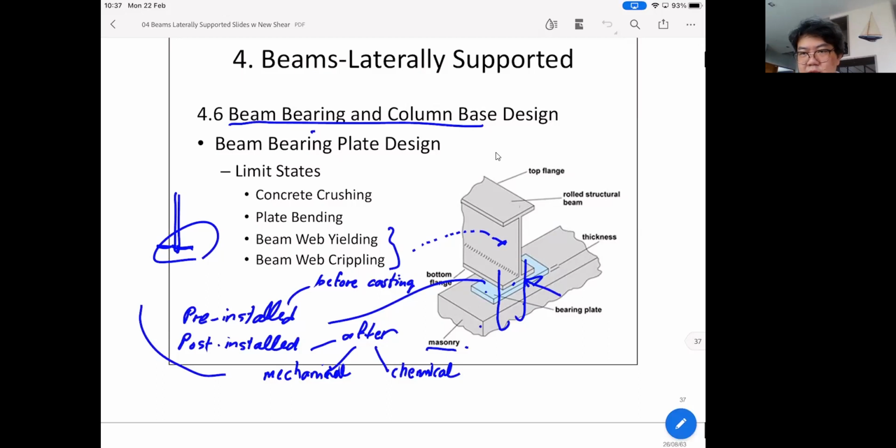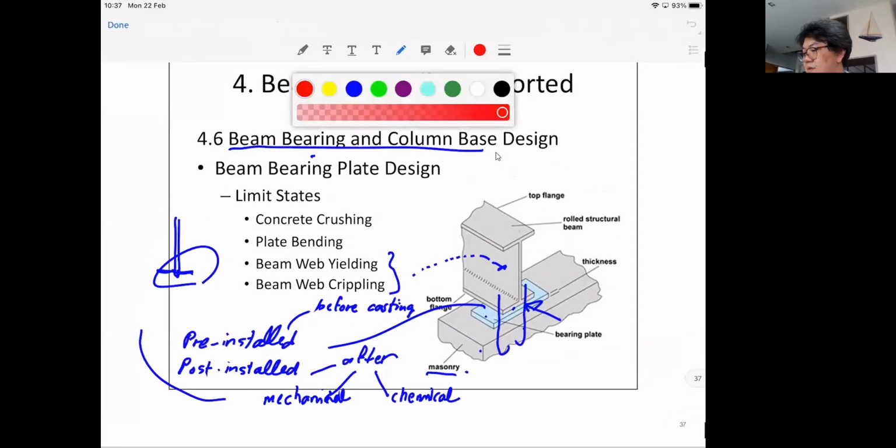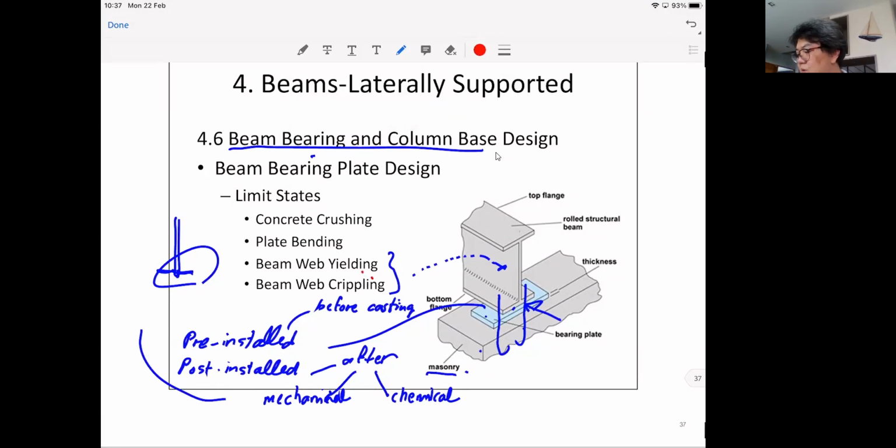And the next thing is the situation where we want to connect our steel structure to the concrete structure, being the beam sitting on the concrete or the column connected to the concrete abutment. Remember, beam web yielding and web crippling, we already talked about that. Now when we place our steel structure, we can have two more: the crushing of the concrete and the bending of the plate.